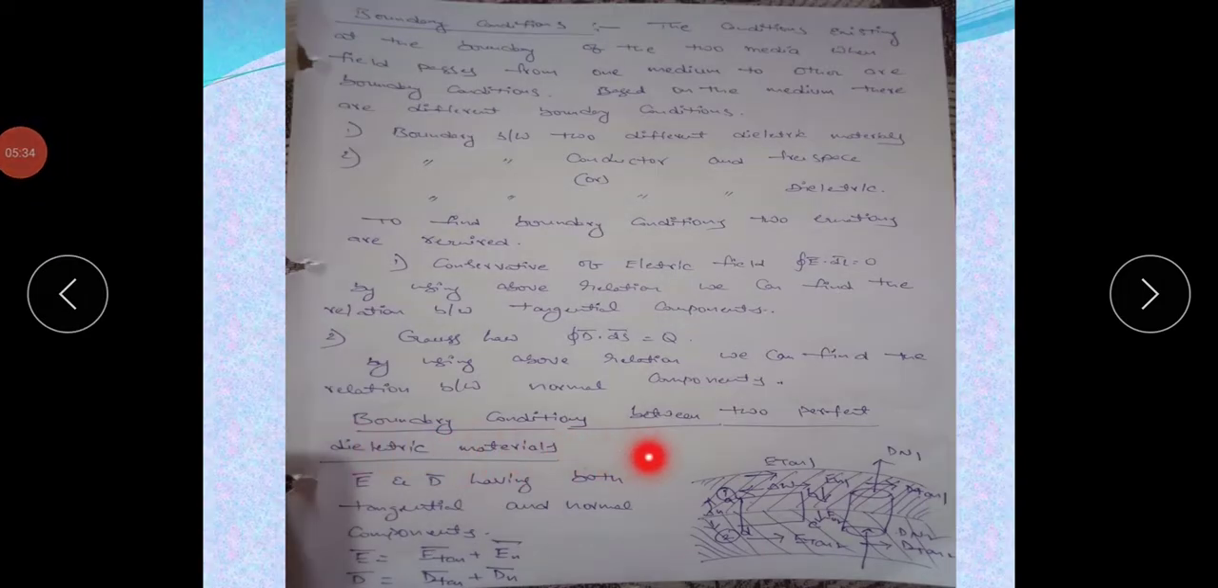Okay, boundary conditions between two perfect dielectric materials. So E bar and D bar are both vectors, and both have tangential and normal components. E bar equals E tan bar plus En bar. D bar equals D tan bar plus Dn bar. So this is the boundary line.